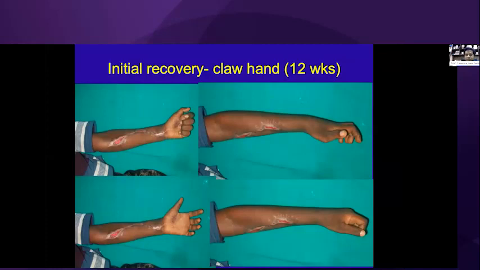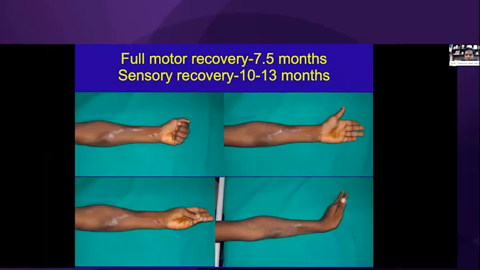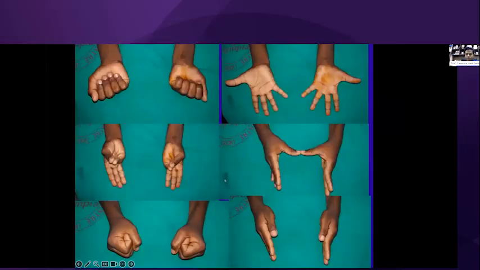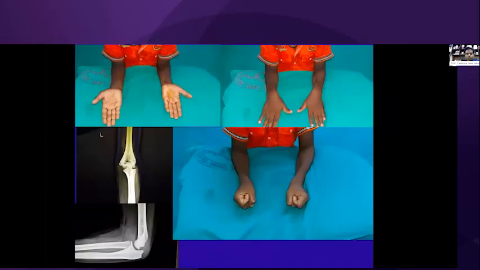By the same time, the hand, which was completely paralyzed, started improving. So this was the range of movement we could get initially, but the wound also started healing. You could see a combined claw hand in this patient, which went into complete recovery of motor and sensory, approximately 10 to 13 months for the sensory, and 7.5 months for the motor. So this was the final picture where the wound healed. You can see the movements there, and the X-ray also united.